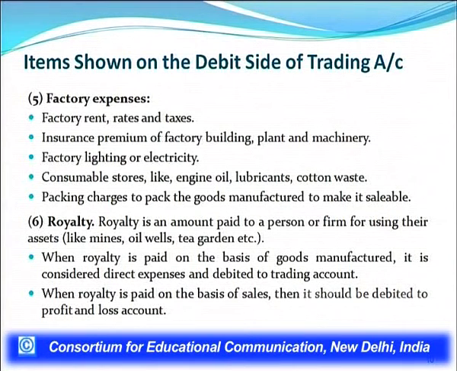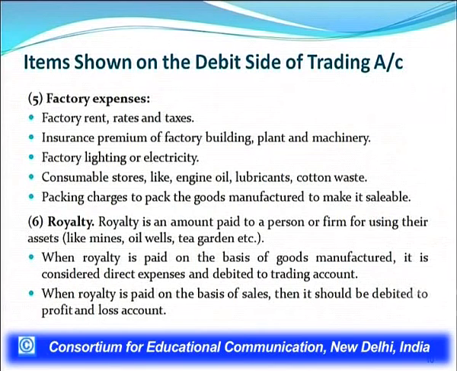Then packing charges, to pack the manufactured goods to make them saleable. There are many products which may be liquid, for example oils, whether edible oil or industrial oil; they cannot be directly used. So, to make them saleable, companies have different sizes of packing, maybe 200 ml, 500 ml, 1000 ml, like that. Accordingly, these packing charges to pack the manufactured goods are also part of factory expenses or manufacturing expenses. Then royalty.